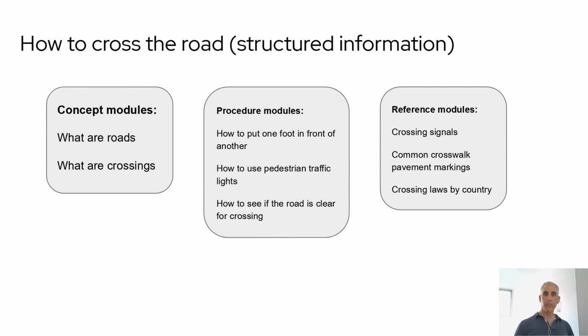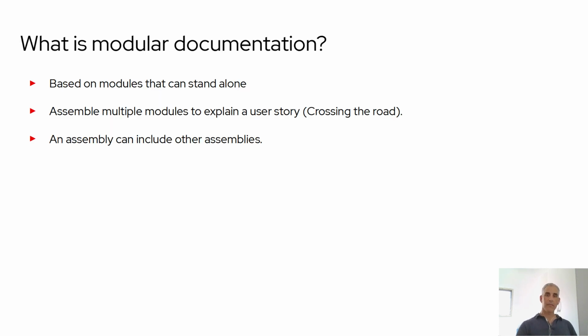Examples of procedure modules would be how to put one foot in front of another, how to use pedestrian traffic lights, how to see if the road is clear for crossing. And reference modules would be types of information like a list of crossing signals with pictures of what they look like and descriptions of what they mean. Common crosswalk pavement markings, crossing laws by country. So, that was talking about structured information.